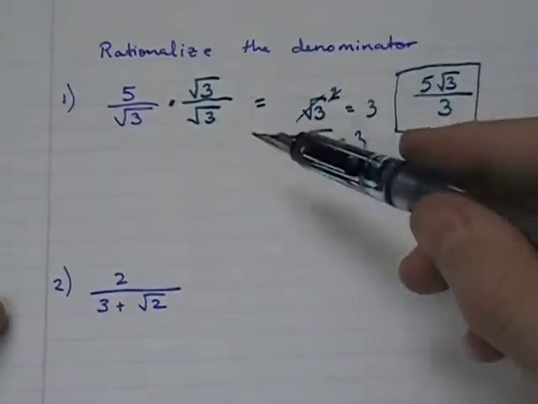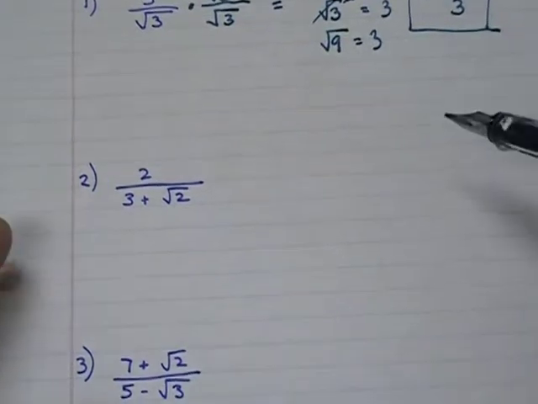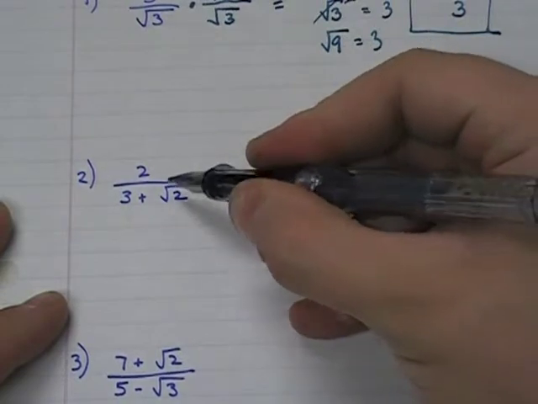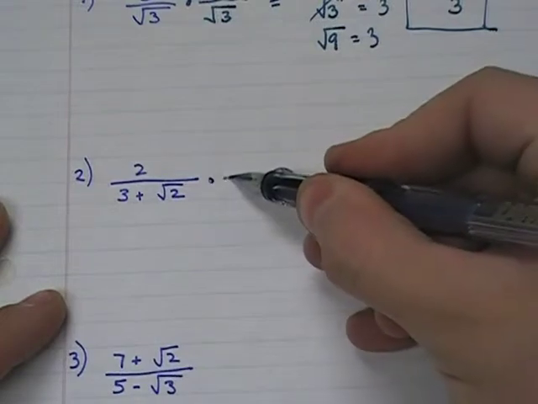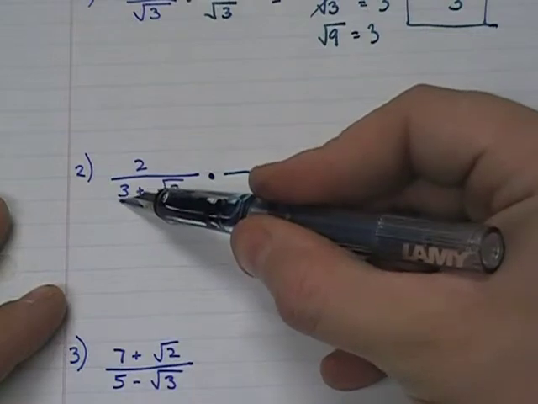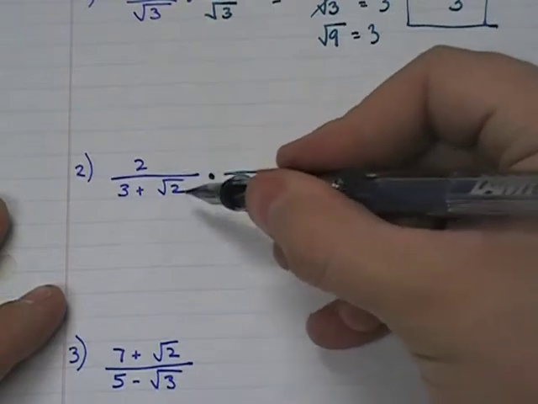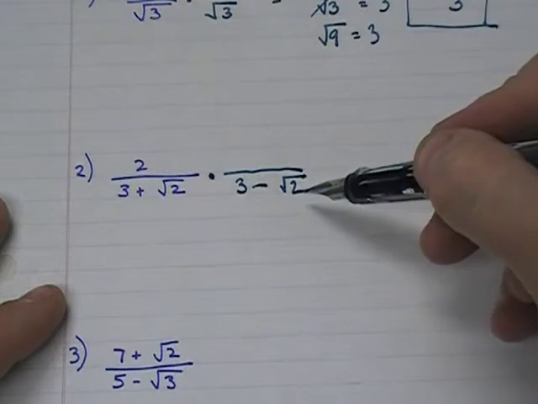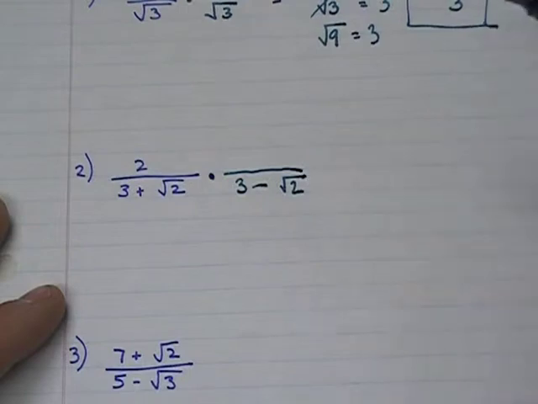What if instead of a single radical, now you have a binomial type expression in the denominator? 2 divided by 3 plus square root of 2. Well, whenever we want to get rid of a radical that's part of a binomial, we have to multiply by the conjugate. And the conjugate of any radical expression is: keep this part, change the sign, and then keep this part. So in other words, if it's 3 plus square root of 2, the conjugate's 3 minus the square root of 2. If this was 3 minus the square root of 2, the conjugate would be 3 plus the square root of 2, okay?